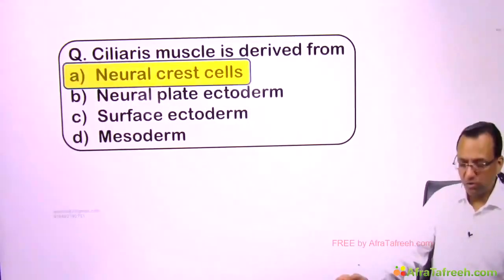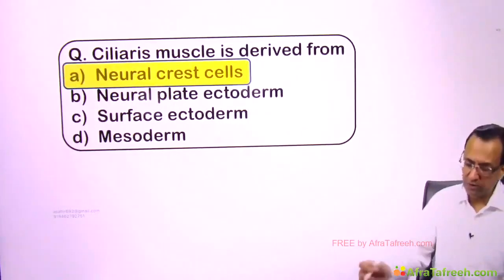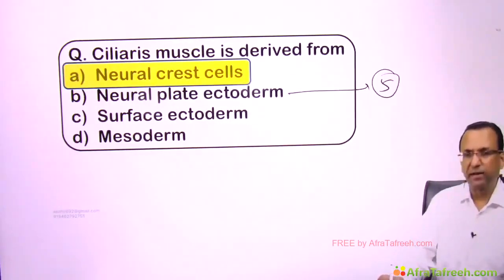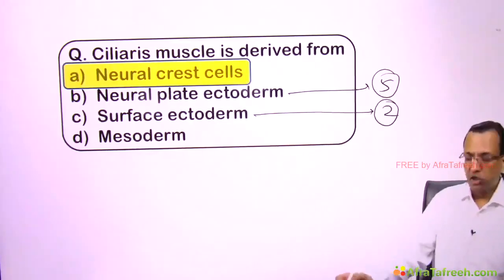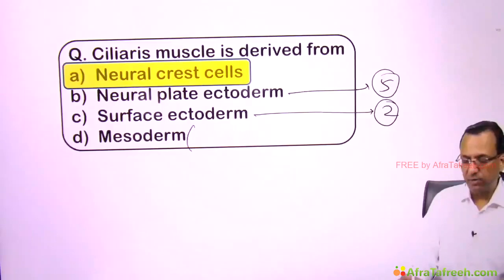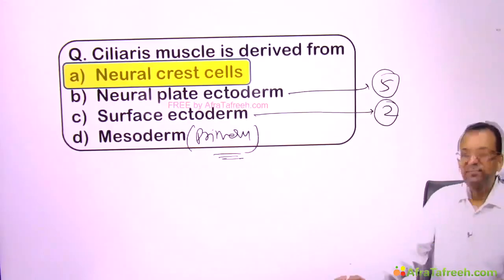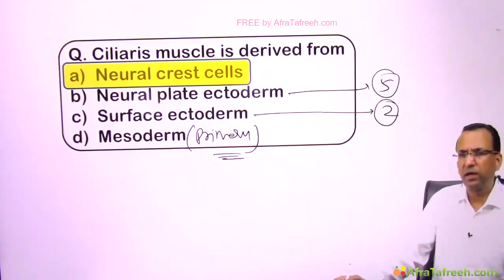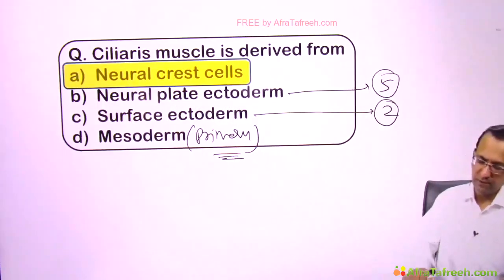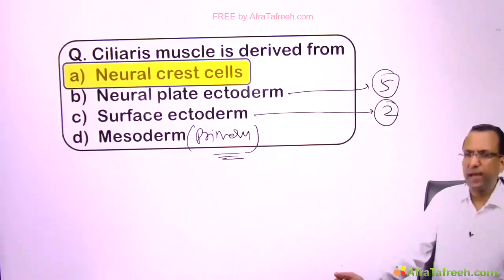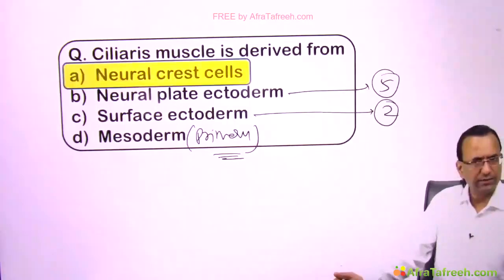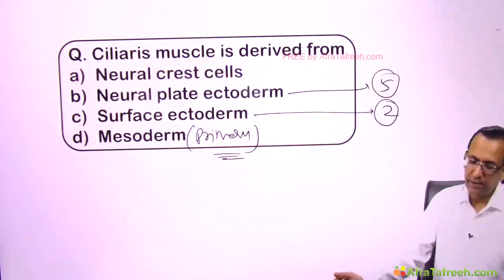But there is more to this question which we have to discuss. You have to discuss 5 derivatives of neural plate ectoderm now, and 2 derivatives of surface ectoderm. And remember that when somebody writes mesoderm, it is understood that it is primary mesoderm. It can be secondary also, but you have to presume that it is primary. So you mean to say this is the best answer? Yes. Can you tell me the 5 derivatives of neural plate ectoderm then?